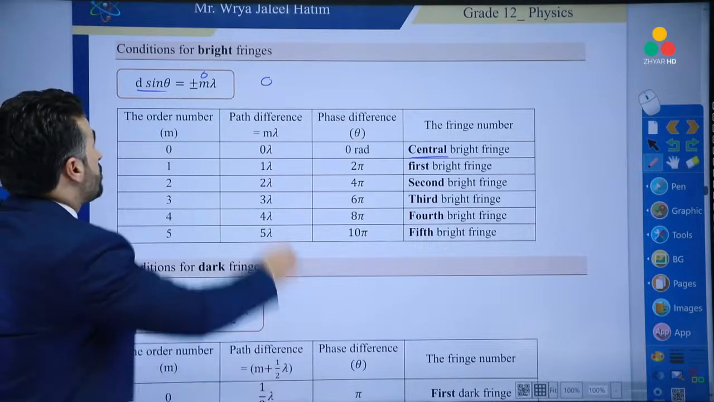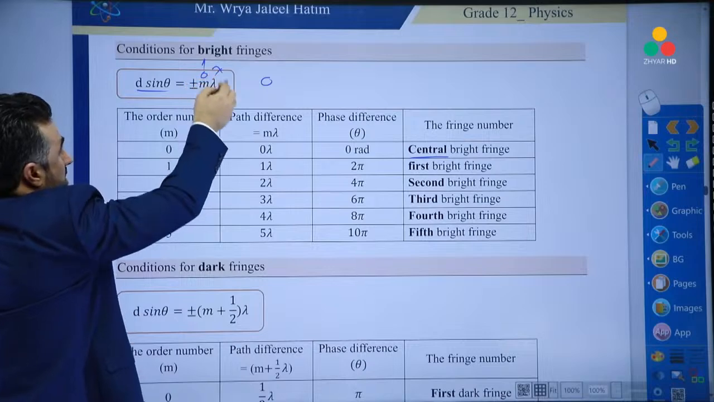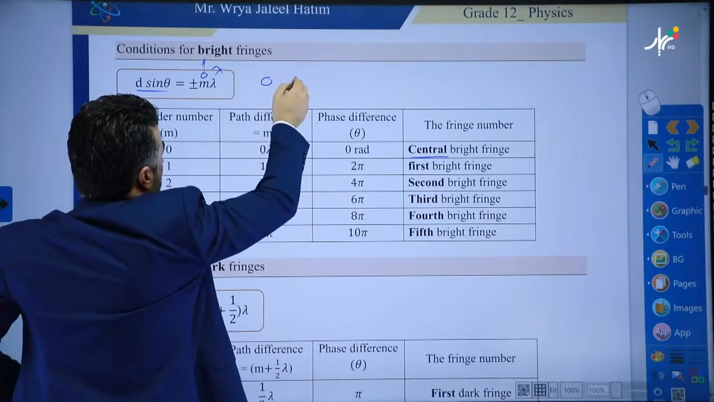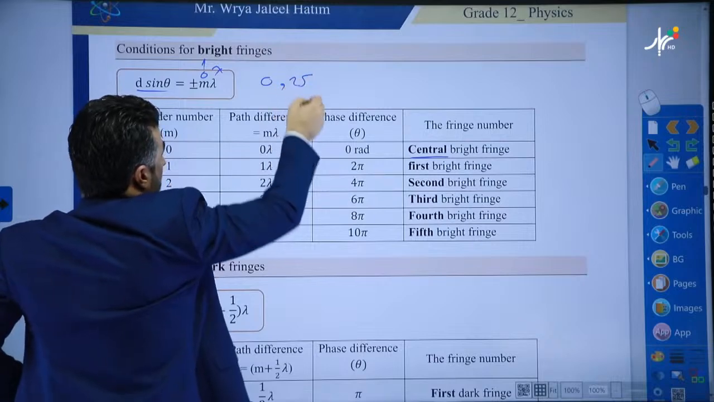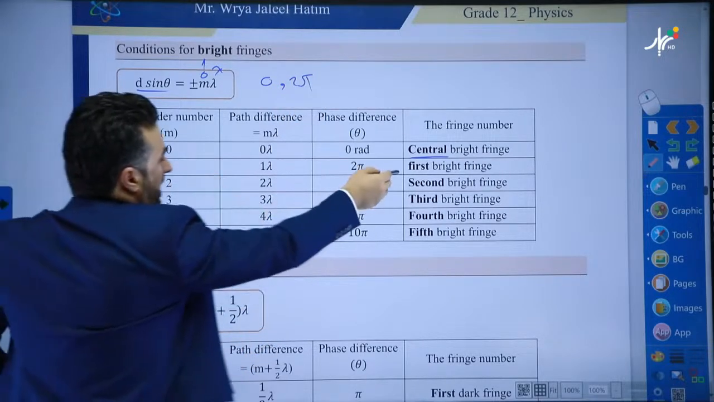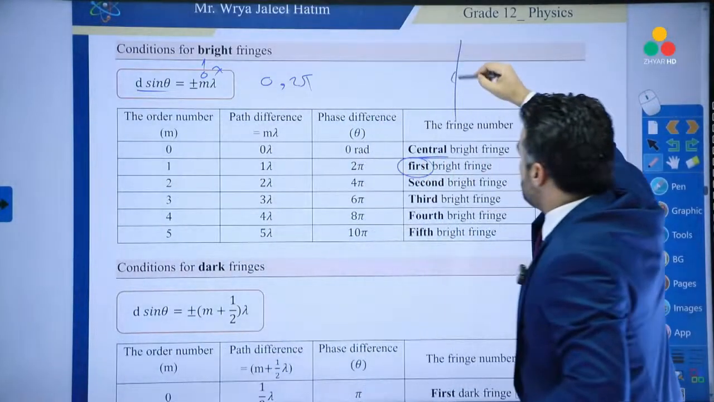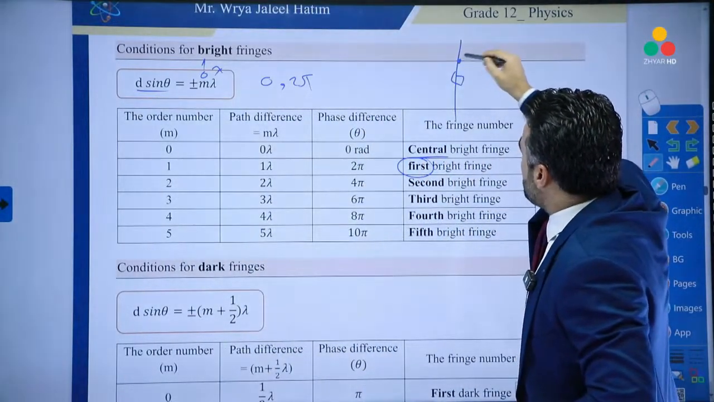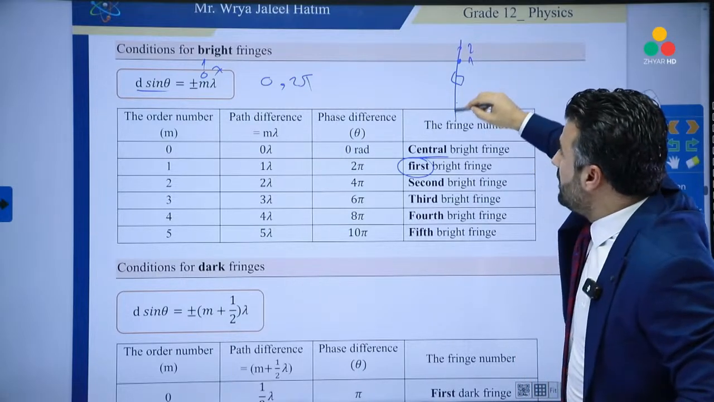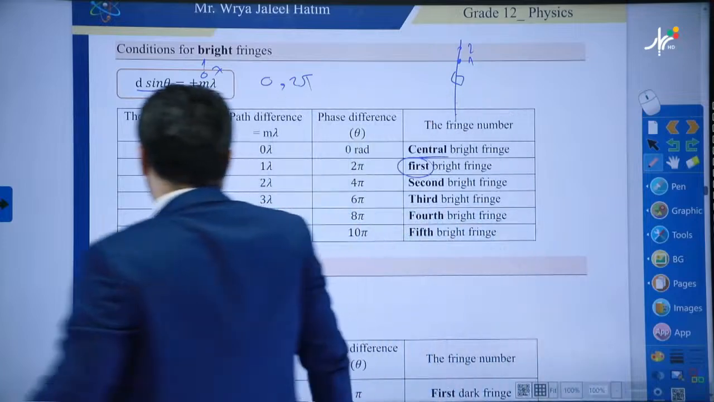What about when m is 1? When m is 1, the path difference becomes 1 lambda, correct? If that is the path difference, then what about the phase difference? It becomes 2 pi, okay? And if that is the case, we get the first bright fringe here. If this is the central one, let's say this is the first, and of course we have the second, on either side. You can call these positive, these negative. We just go through the positive one for now.